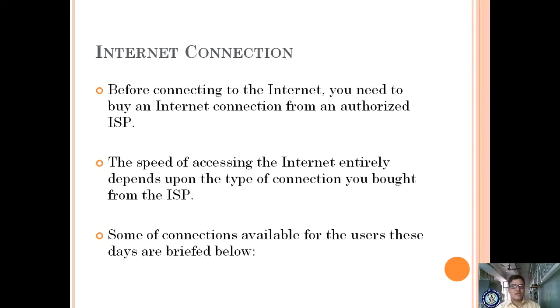Next, internet connection. Now we will see what an internet connection is. Before connecting to the internet, you need to buy an internet connection from an authorized ISP. So before connecting a device to a network, you must buy an internet connection. That is what we call a data pack. We are purchasing the data pack from authorized persons.